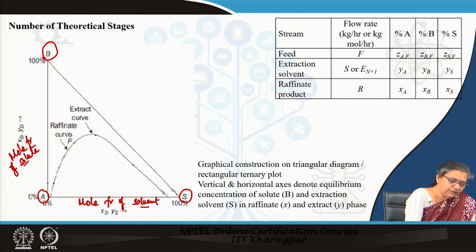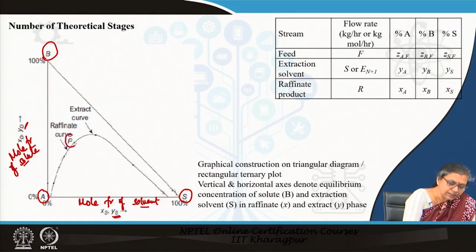And similarly, when I plot yb as a function of ys, it means that I am plotting the mole fraction of the solute in the extract phase versus the mole fraction of the solvent in the extract phase to give me the extract curve. So, the mole fractions of the solute and the solvent in the raffinate phase are given in the raffinate curve. The mole fractions of the solute and the solvent in the extract phase produce the extract curve.